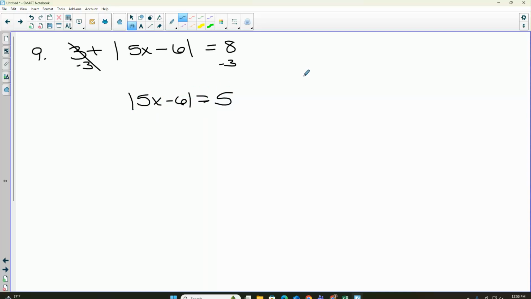Absolute value measures how far you are from 0, so it could be equal to a positive or a negative. So then we rewrite the problem without absolute values. 2 equations. 5x minus 6 equals 5, or 5x minus 6 equals negative 5. Because the absolute value of 5 is 5, the absolute value of negative 5 is 5.